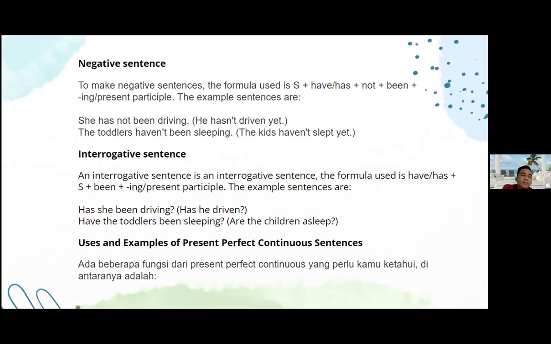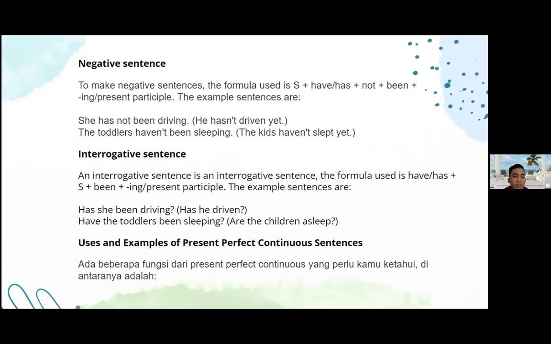Interrogative sentence. The formula used is have or has plus subject plus been plus present participle. The example sentences are: has she been driving, or has he driven? Have the toddlers been sleeping?